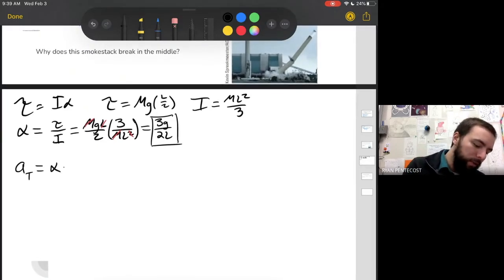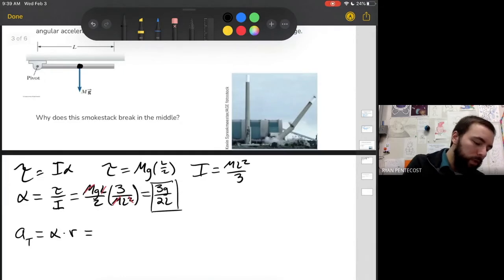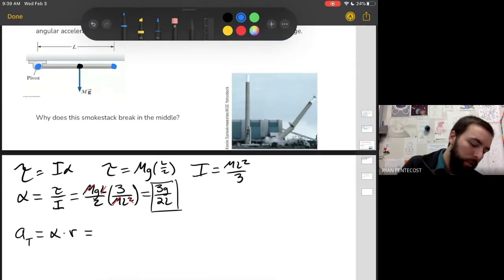So that is alpha times the radius, right? But the radius here is not from the force to the pivot like it was for the torque equation, right? Two different radii: force and radius for torque, and alpha times radius for acceleration. Here, this is the distance from the pivot to the point on the object we're wanting to analyze. Because remember, the tangential acceleration is different at every point along the radius. So we need the radius out to that point. So the radius here will be L.